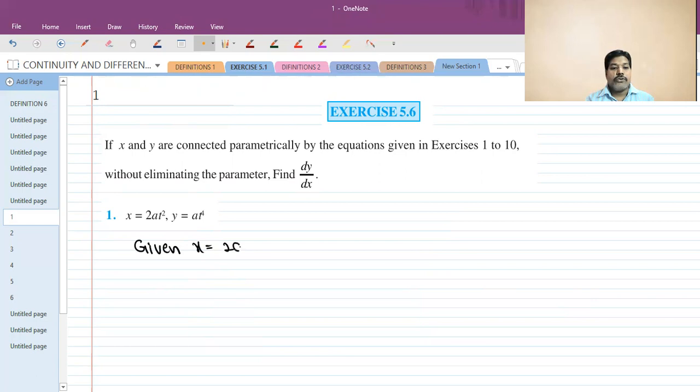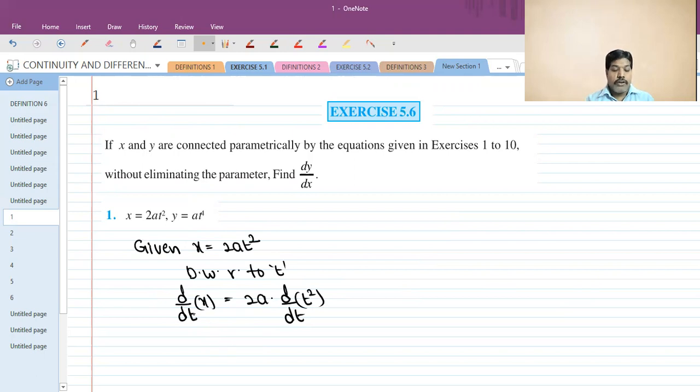x is equal to 2a t square. The parameter is t, so you have to differentiate with respect to t. So that is nothing but the derivative of x with respect to t, which is equal to 2a into the derivative of t square. Why? Because 2a is a constant, students, so you can take it out.